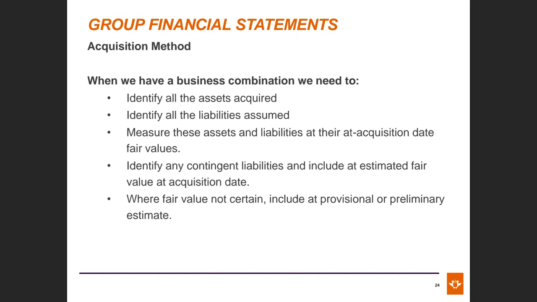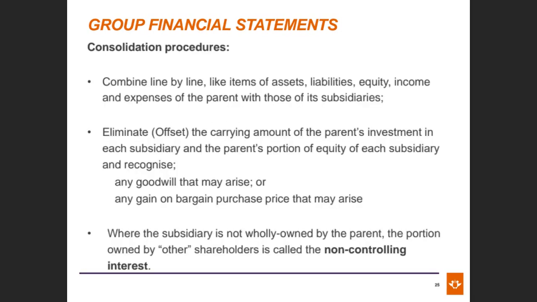So that is what we need to do when we have a business combination. That is the first thing we're going to do: identify all assets and liabilities and determine their fair values. Then the next thing, so that is at acquisition, but what does the consolidation procedure actually involve? We are basically consolidating these two companies. So we are combining line by line items like assets, liabilities, equity, income, and expenses of the parent with those of the subsidiary.